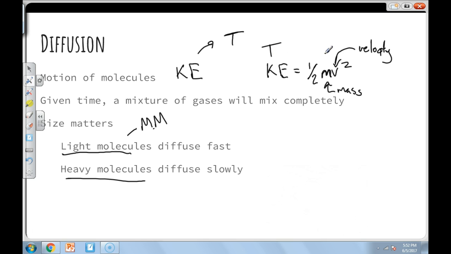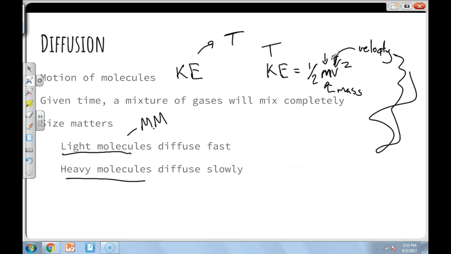If we have a light molecule, so the molecule is small, in order to account for it, this velocity has to get quicker, and a quicker velocity means that the molecules are going to fill the air more quickly. And then the opposite is true.